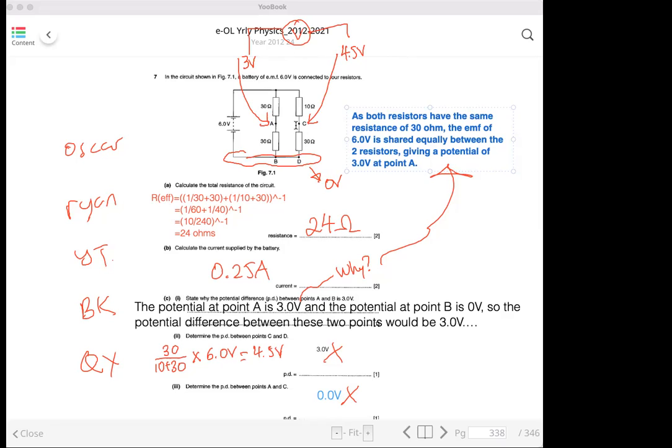Clear? So you're already convinced that A is 3 volt, C is 4.5 volt. So the difference between A and C would be the answer. The potential difference between these two will be 4.5 minus 3.0, the PD, and you will therefore get the answer of 1.5 volt. Okay, so for part 3, if you understand, give me a thumbs up.